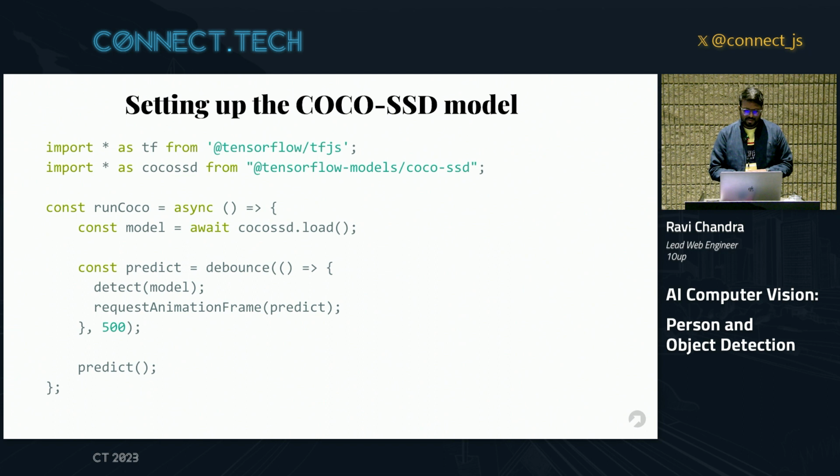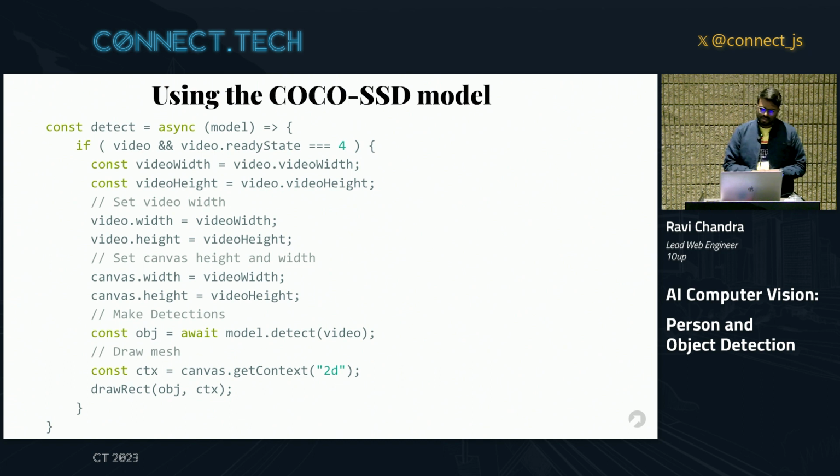And going back to the Coco SSD model, in our run Coco method, we talked about this briefly, we are loading the model, and in the predict method, we are running detect on the model, and then we are calling the predict method again for the next frame repaint. This ensures that whenever the video keeps on streaming, we are calling the Coco SSD model's predict method for every frame update. We haven't looked at the detect method though.